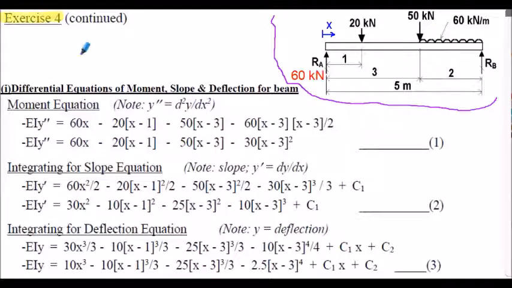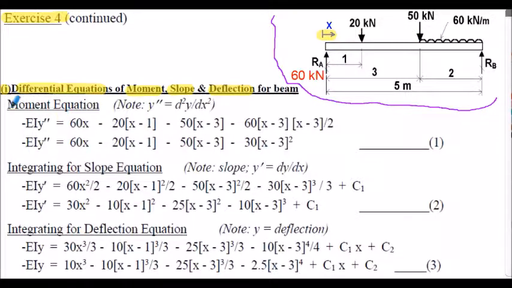Exercise 4 continued. So part 1 required us to calculate the differential equations for the moment, the slope and the deflection of the beam given. Notice the work we're going to consider, x will run from left to right here. So x equals 0 is at A, and it runs from there across the 5 meter beam.